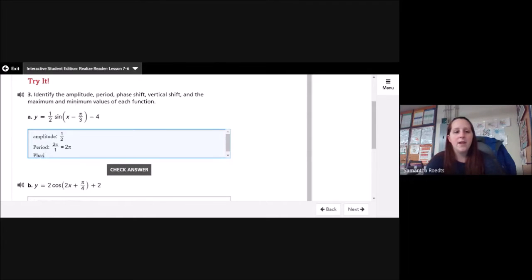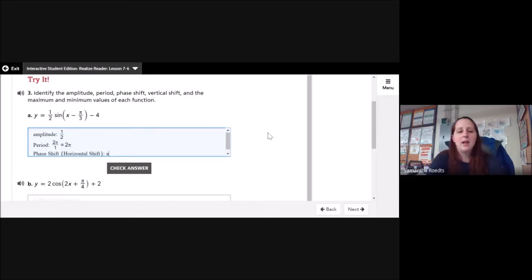Okay. The phase shift or horizontal shift is the number that's within the parentheses, and it's minus pi over 3. So it's going to be a phase shift of pi over 3 to the right. Remember, it goes the opposite way that you think it would. And my vertical shift is going to be minus 4, which means 4 units down.